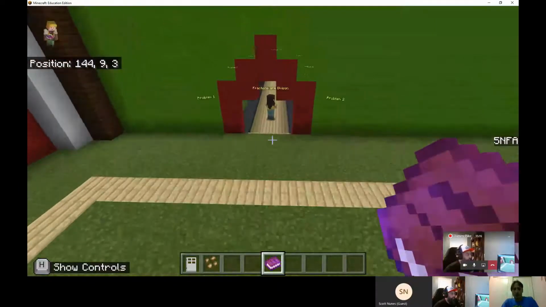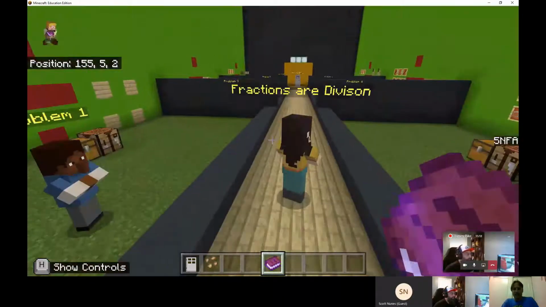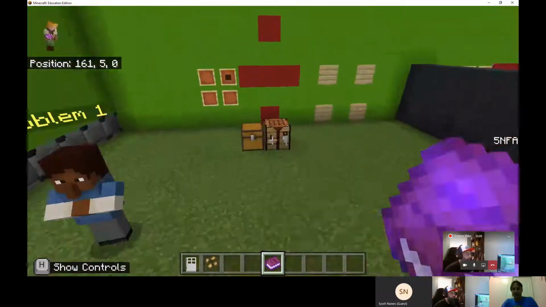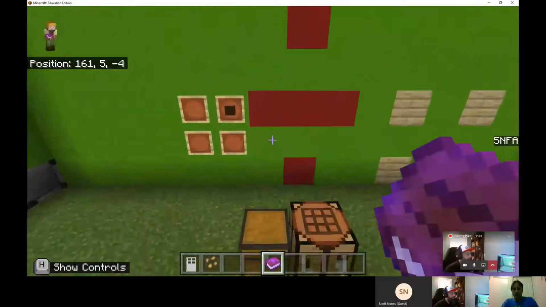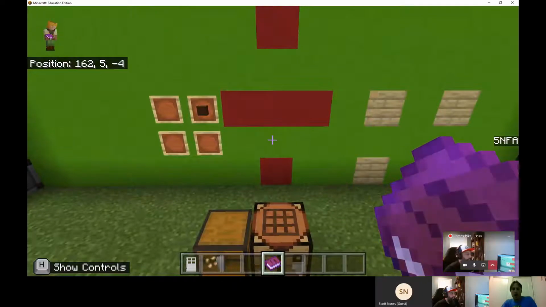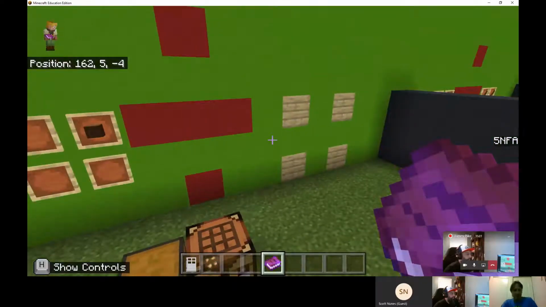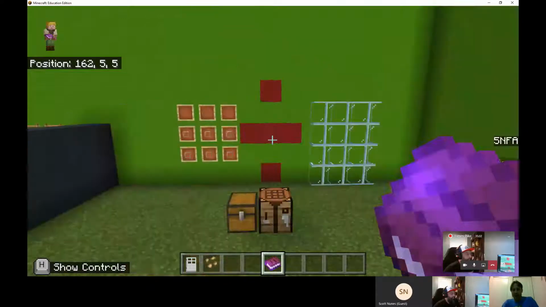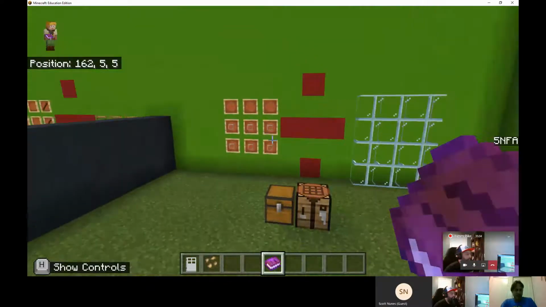Nice. Over here, we get into crafting and the idea that fractions are divisions, and pretty much ratio. If you craft 1 wood block, it's going to give you 4 wood planks. And we study ratios and fractions through crafting.